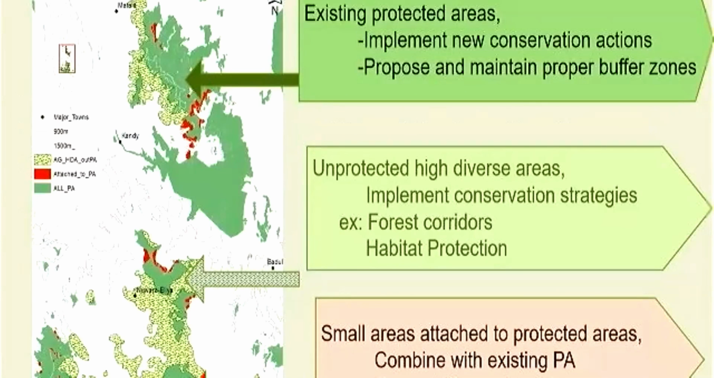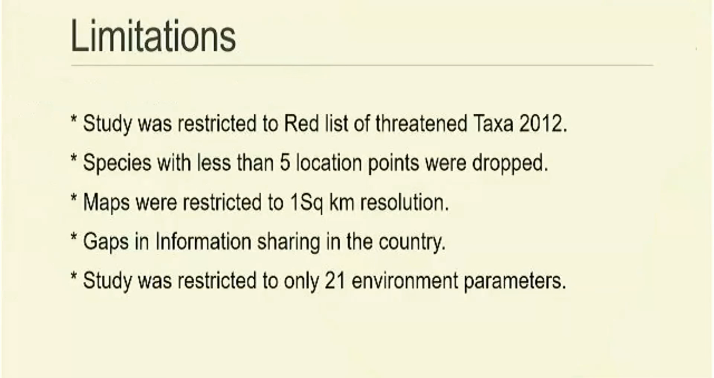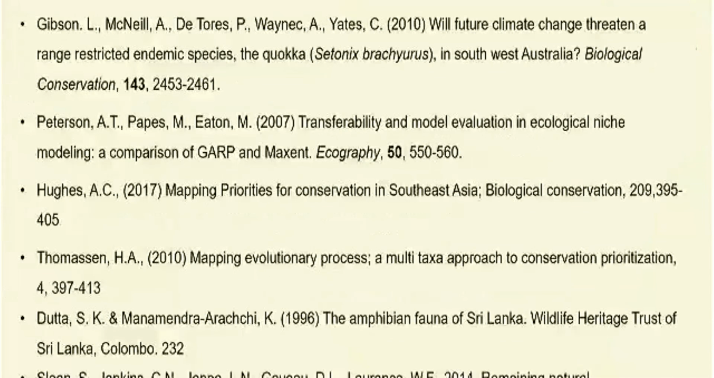And as recommendations, there are existing protected areas, unprotected high diverse areas, and small areas attached to protected areas. So these are the recommendations I am supposed to give, like forest fragmentation, buffer zones, and corridors. And these are the future implementations for wildlife conservation and the forest department. Those are the limitations I have already explained.